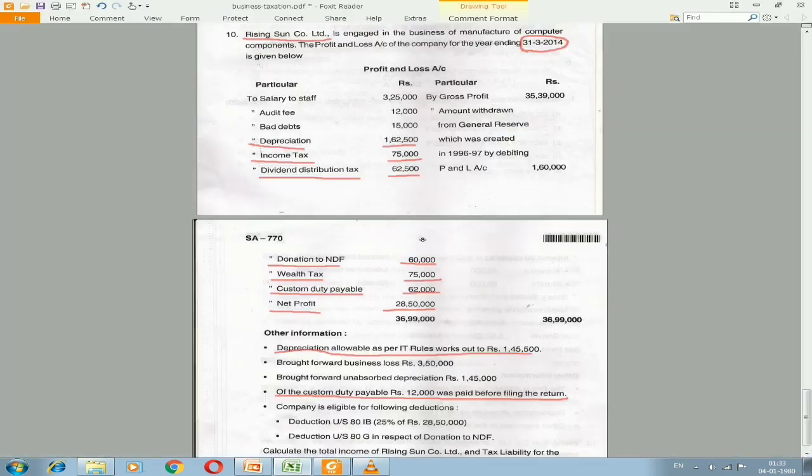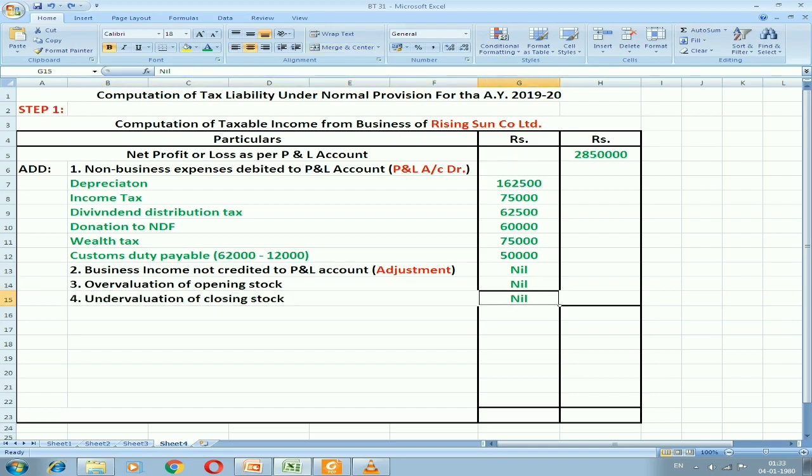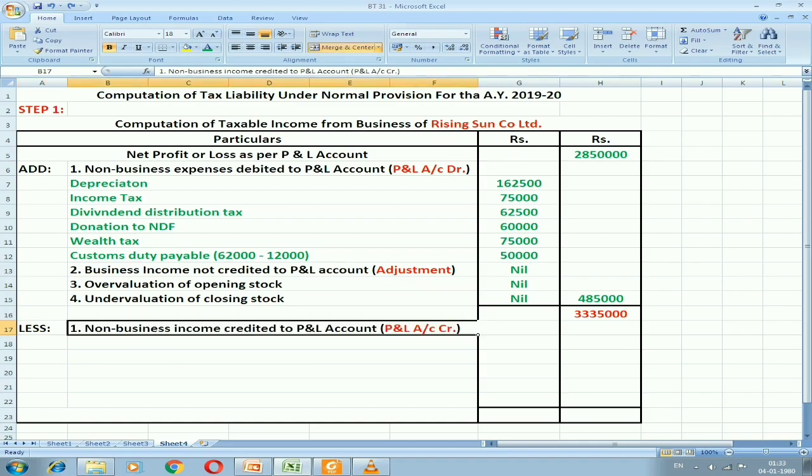Third one is overvaluation of opening stock. As we don't have any opening stock, it will be nil. And also undervaluation of closing stock will be nil. If you do the total, we'll get an amount of 4,85,000. If we add it with the net profit, we'll get 33,35,000.